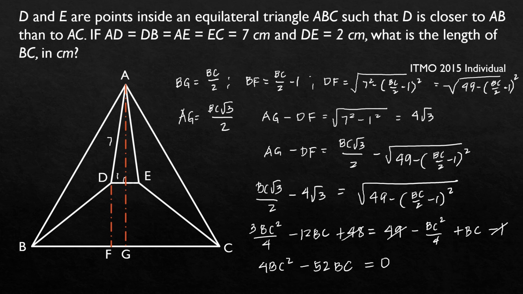4BC is a common factor, so we can have 4BC times the quantity BC minus 13 is equal to 0. Equating each factor of this resulting equation to 0, we can get BC is equal to 0 or BC is equal to 13. BC cannot be equal to 0, therefore BC is equal to 13 centimeters.